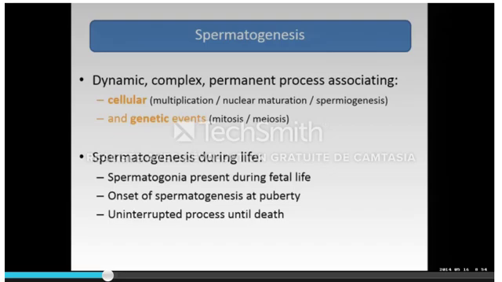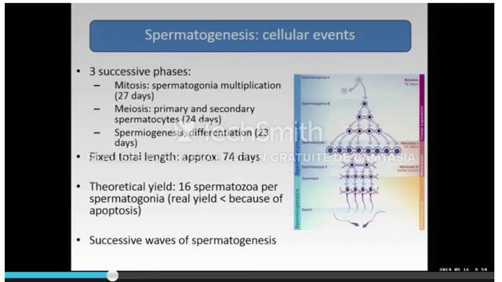During life, spermatogonia are present, it means sperm germ cells. They are present during fetal life, during very early fetal life. Spermatogenesis begins at puberty, and usually it's supposed to be an uninterrupted process until death. And of course, this is one of the main differences between male and female reproduction at this point.